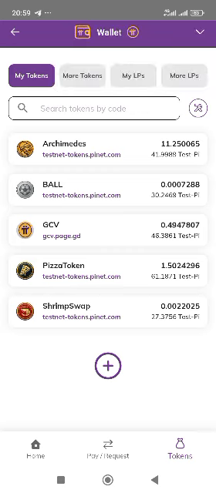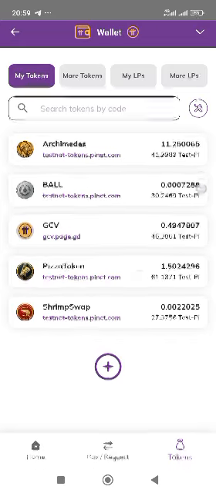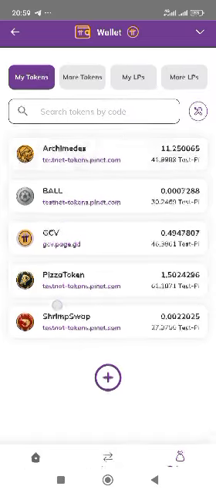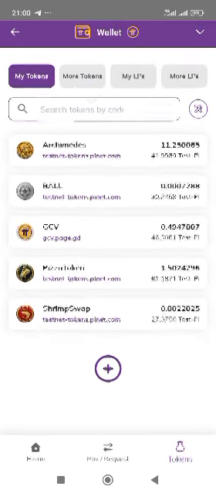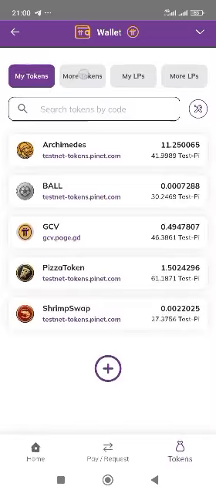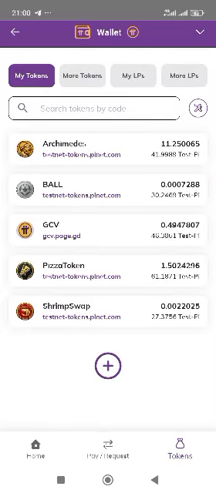Before I go, as I've said, any token that you have added or any token you have converted your Pi to, you are going to see it. That is why you are seeing my token here. Any token that has been added to the Pi blockchain, this is where you are going to see it. This is more tokens. This is where you are going to see any token they have tokenized on the blockchain.